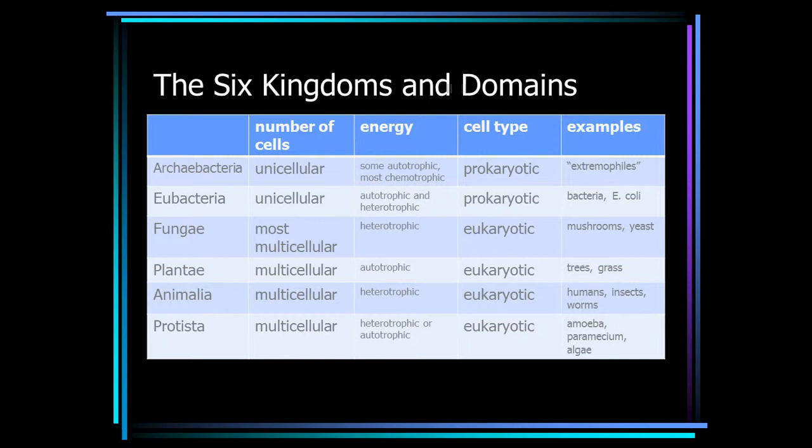Here are the 6 kingdoms in their domains, and I know that you have a question on some of these kingdoms and their examples. So, Archaeobacteria, this is unicellular.